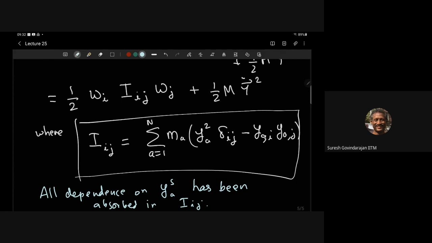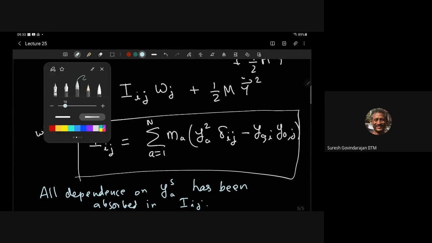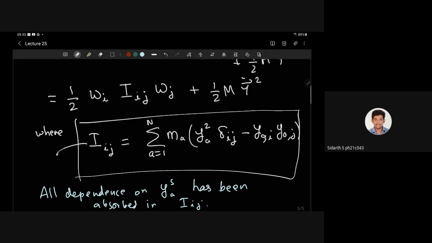Okay, is this clear? So what we are seeing here is that all the y_a should disappear. There is just this omega, which is the property of the frame, which is remaining, but that's about it. Okay, so this I_ij has a name. What is it called? Anybody? Moment of inertia tensor.